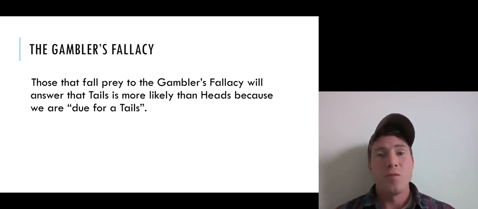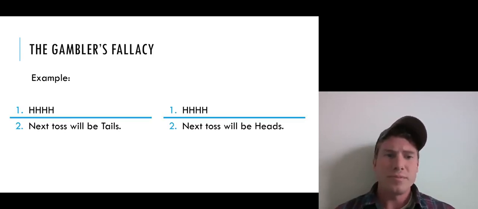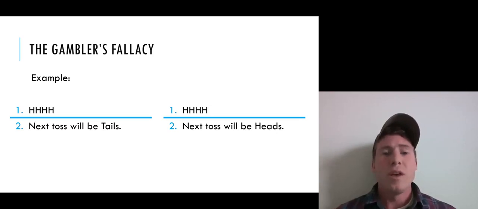Right? We've had 4 heads. We know that the coin is a fair coin, so it's 50-50 heads, tails. So we expect there to be at least some tails in there within the 5 tosses, right? If we've gone through 4 heads, we're like, oh, we're coming due on a tails now.